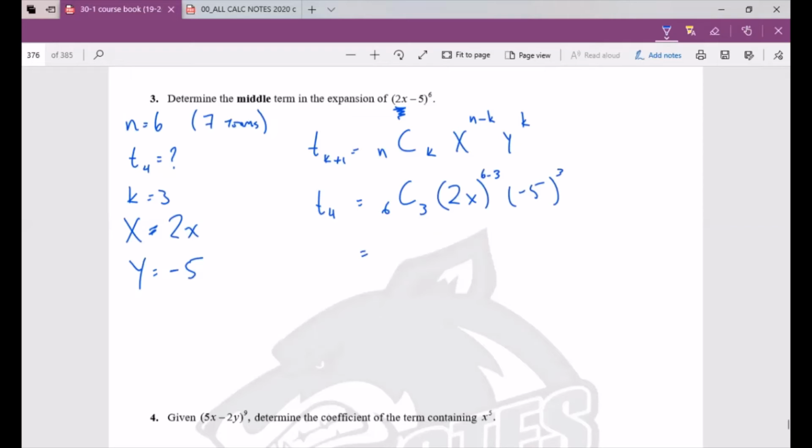6C3 is 20. We have an exponent of 3, so this is times 2 to the 3 times x to the 3 if we're distributing, and then times negative 125. If I multiply all that out, 2 cubed is 8. 8 times 125 is 1,000. So we have negative 20,000 x to the 3.